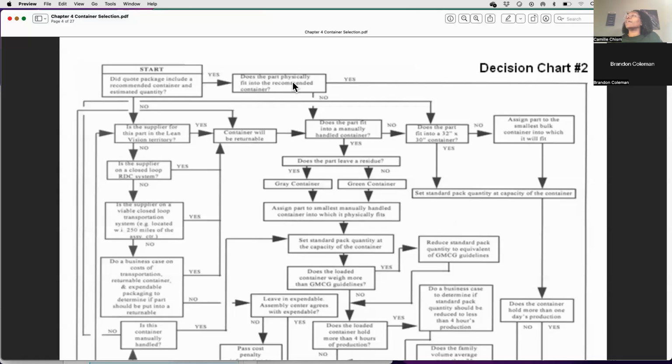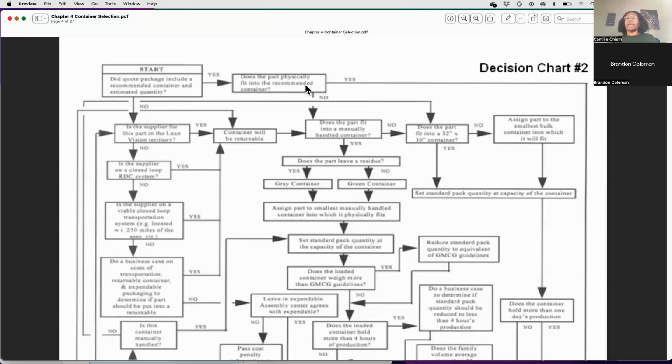Okay, so if it doesn't fit into the recommended container, the only criteria they're giving you is, does this part fit physically into the container? But I would challenge this. If I worked at this company, I would challenge this decision chart, because the size is not the only thing that works out for this.